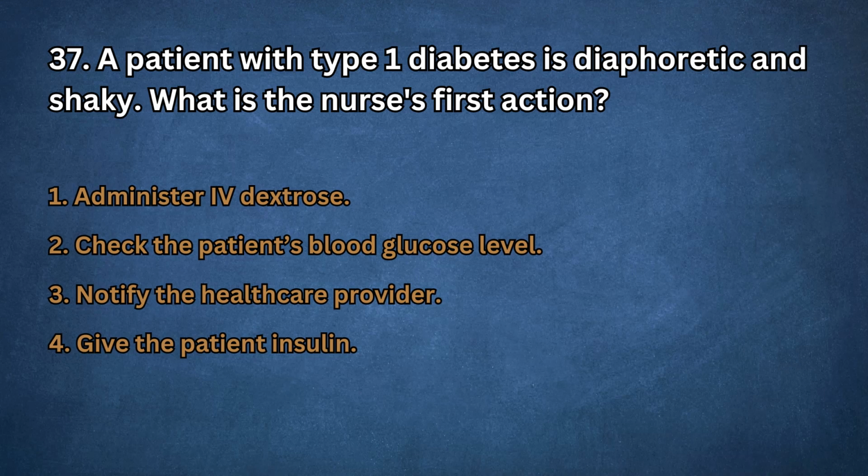37. A patient with type 1 diabetes is diaphoretic and shaky. What is the nurse's first action? 1. Administer IV dextrose. 2. Check the patient's blood glucose level. 3. Notify the healthcare provider. 4. Give the patient insulin.